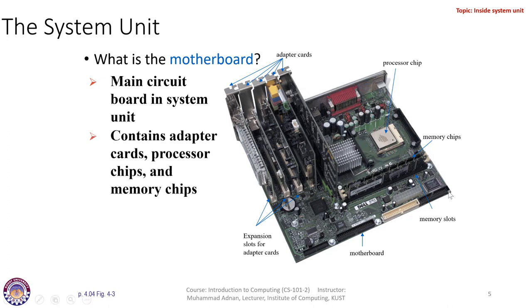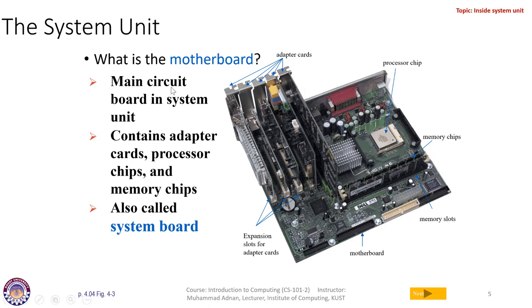You can clearly see in that picture, this is the complete motherboard, and it has memory slots for RAM. It has memory chips. These memory chips are RAM chips. This is your processor, and these are different types of adapter cards, like video card, sound card, modem, network card. And these are expansion slots whenever you want to enhance the performance of your computer system. You can add different video, audio, sound cards, etc.